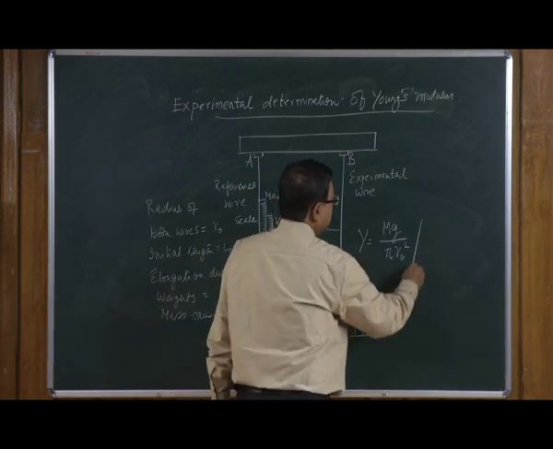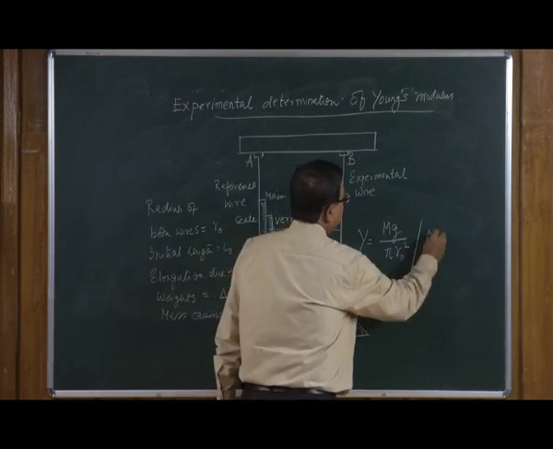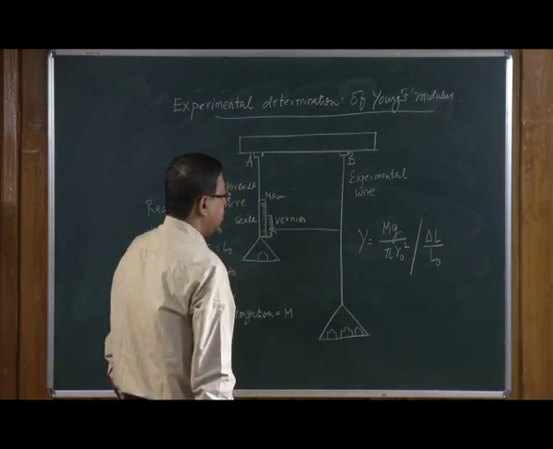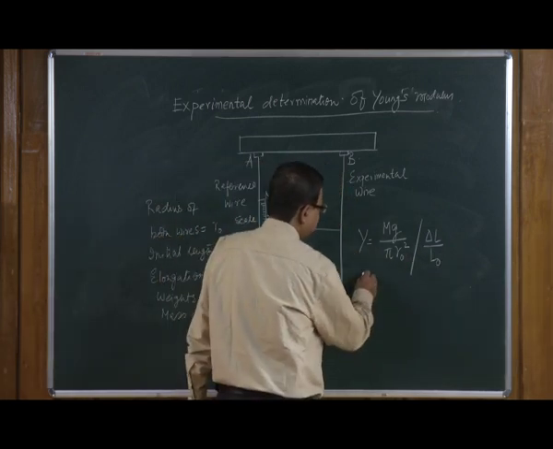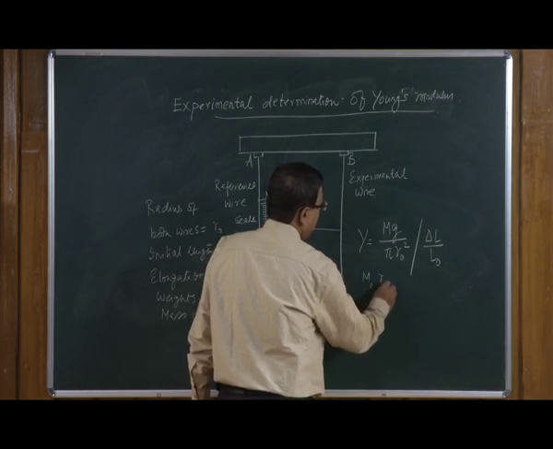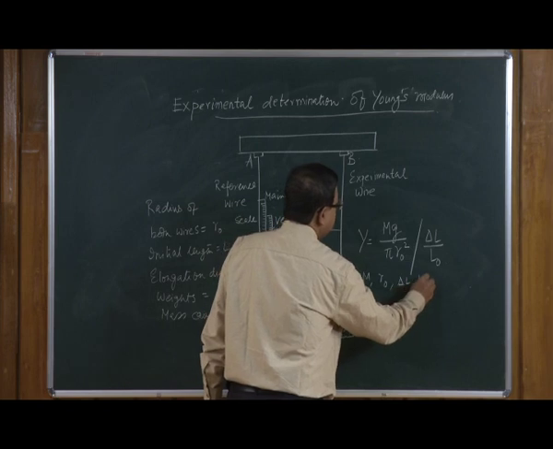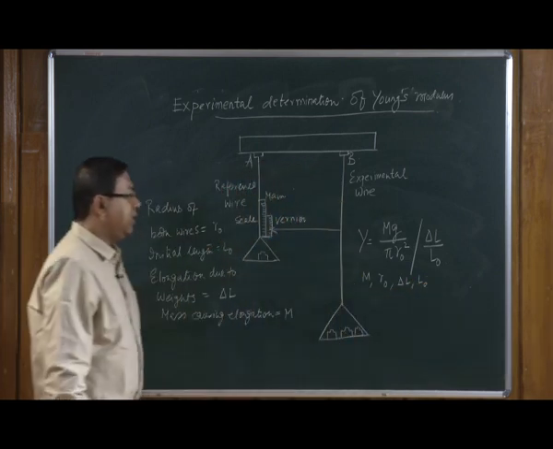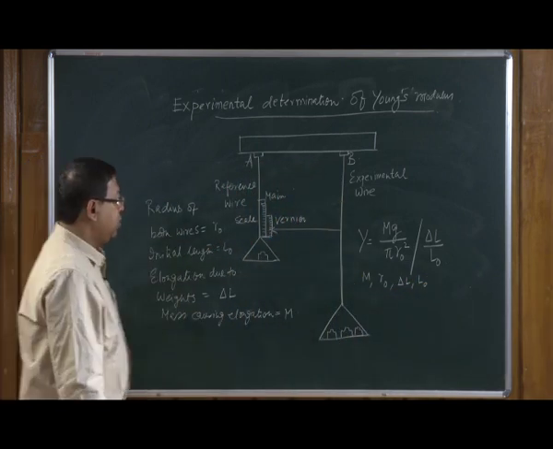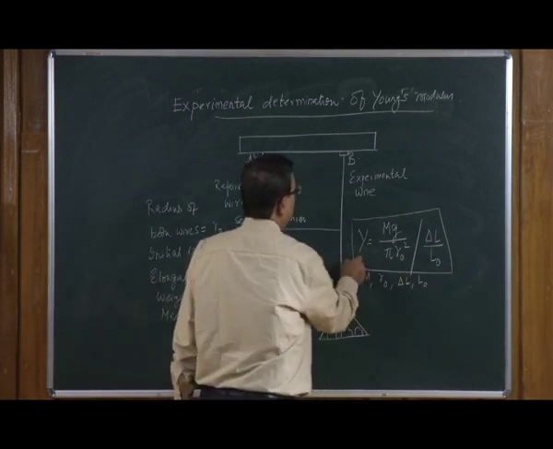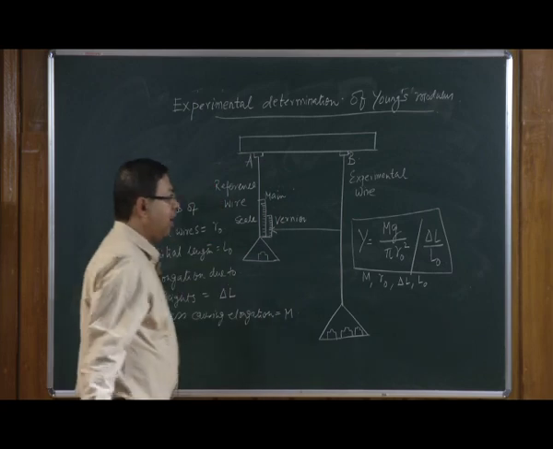divided by delta L over L0. So this is the stress divided by the strain. Since all these quantities, such as m, r0, delta L and L0, are quantities that we know, using this formula we can find out the Young's modulus of the experimental wire.